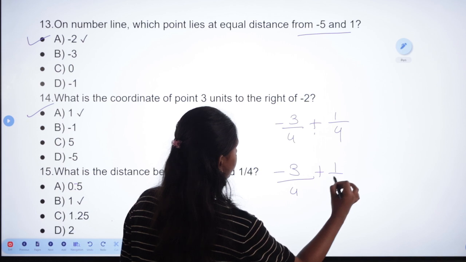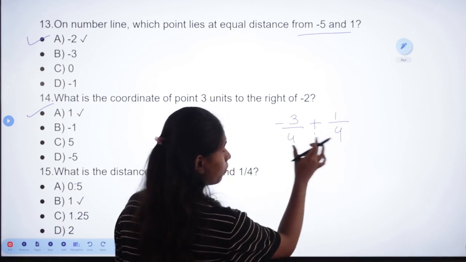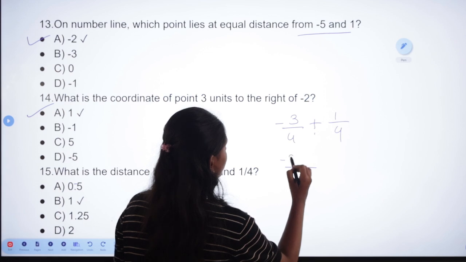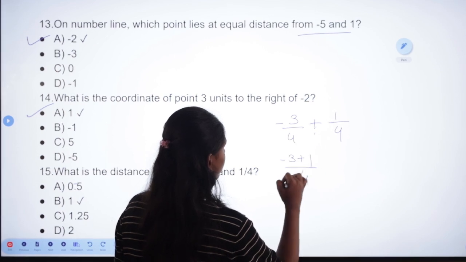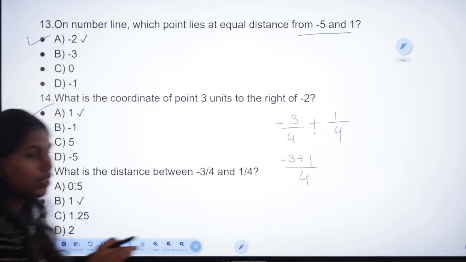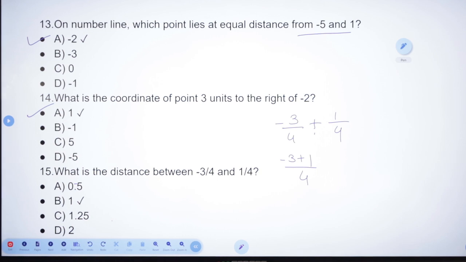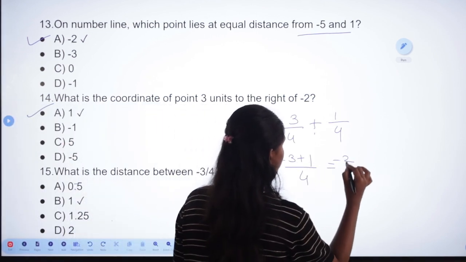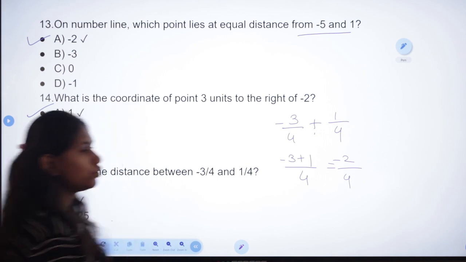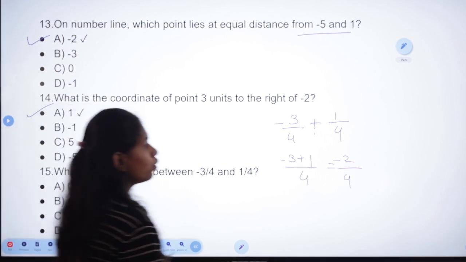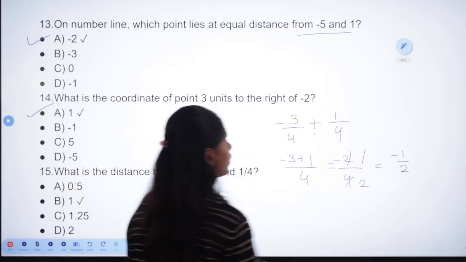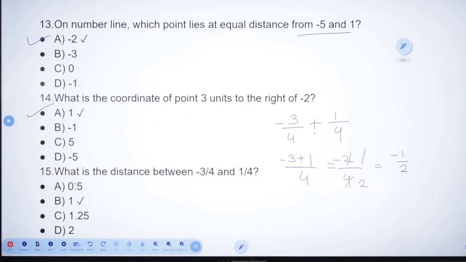Now, 4 plus 1 by 4. So you will write the denominator only once and then the numerators. That is minus 3 plus 1. So after this you will get minus 2 by 4. Now 2 ones are 2, 2 twos are 4. So it is minus 1 by 2.